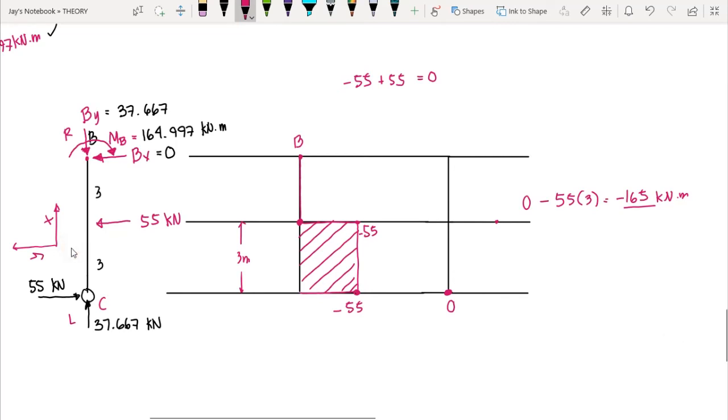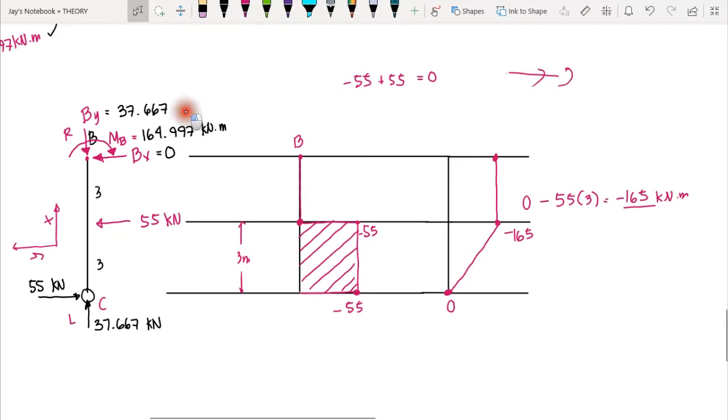So again, that is a 1st degree line, so it is linear. Our value here is negative 165. Now take note, we do not have a shear area on this region here, so we go straight. So we have constant here.